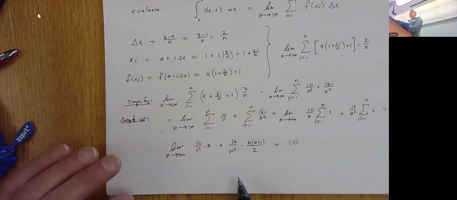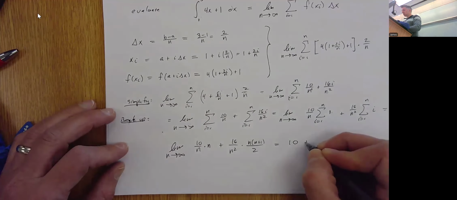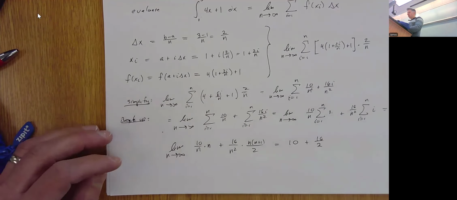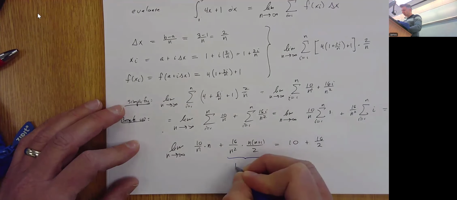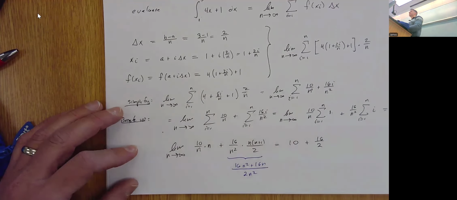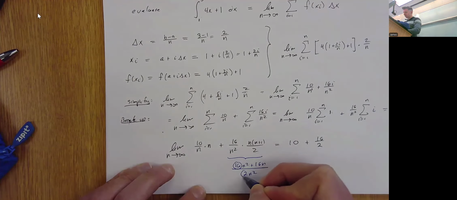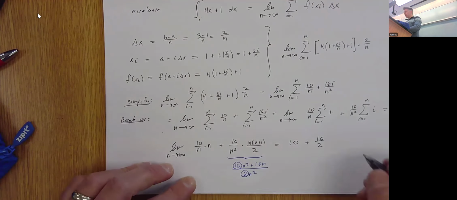Here, if we were to multiply it out, on top, my leading term will be 16n squared. On the bottom, my leading term would be 2n squared. And so my quotient of leading coefficients would be 16 over 2. I'll point out, if you multiply this out, you get 16n squared plus 16n all over 2n squared. And the limit of that is, again, the quotient of the leading coefficients. So you end up getting 10 plus 8, which is 18.